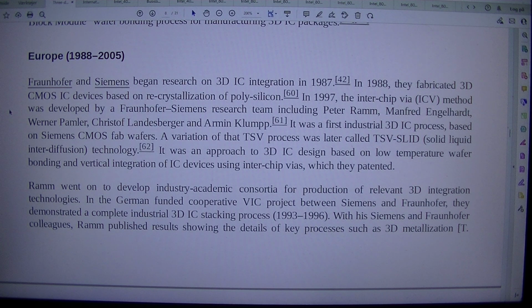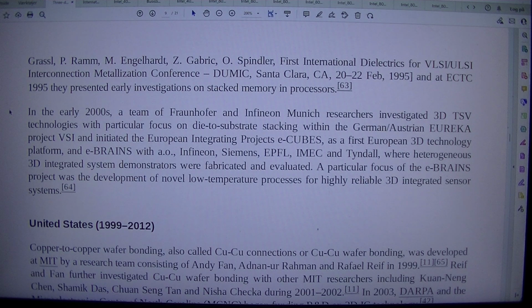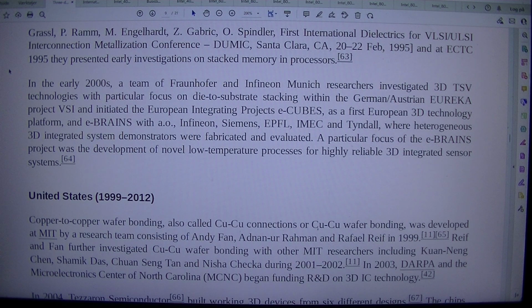Ramm went on to develop industry academic consortia for production of relevant 3D integration technologies. In the German-funded cooperative VIC project between Siemens and Fraunhofer, they demonstrated a complete industrial 3D IC stacking process, 1993 to 1996. With his Siemens and Fraunhofer colleagues, Ramm published results showing the details of key processes such as 3D metallization, T. Grassl, P. Ramm, M. Engelhardt, Z. Gabric, O. Spindler, First International Dielectrics for VLSI/ULSI Interconnection Metallization Conference, DUMIC, Santa Clara, CA, 22nd of February, 1995, and at ECT.